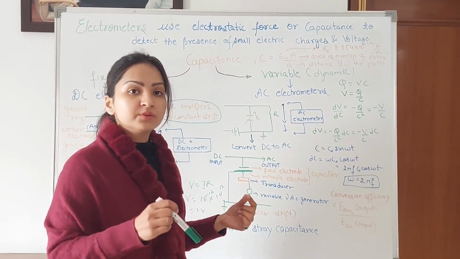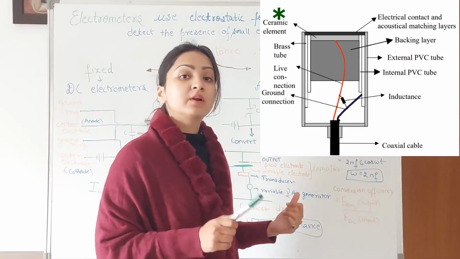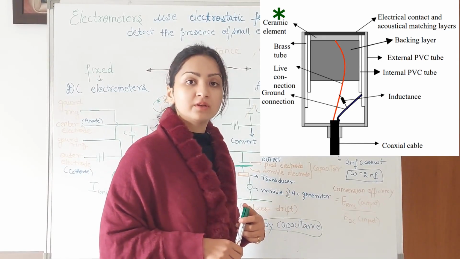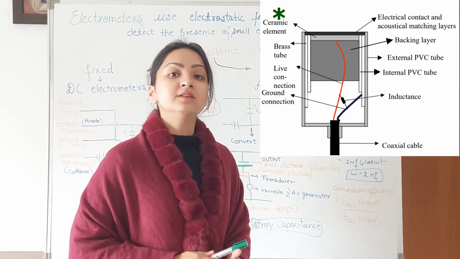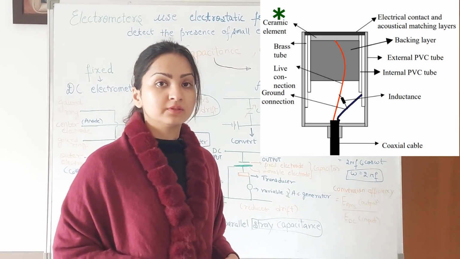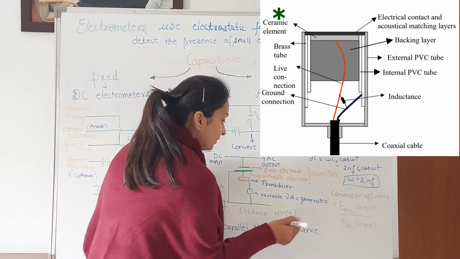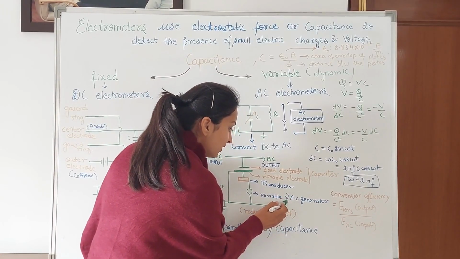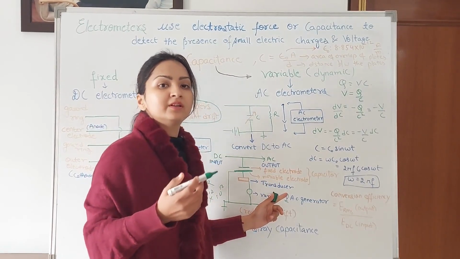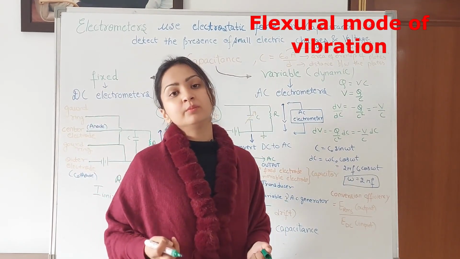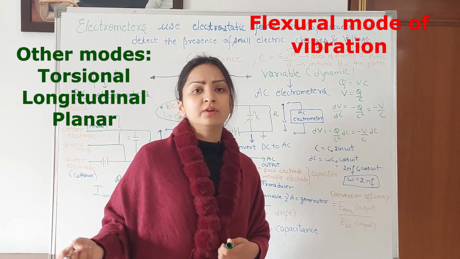So what happens is that the variable frequency AC generator will generate an AC signal of frequency which is generally taken as equal to the resonant frequency of the transducer. The frequency where the ceramic element in this transducer vibrates with its maximum or highest amplitude is the resonant frequency of the transducer. So this is chosen to be equal to this. So this new frequency of the AC generator makes the ceramic element in this transducer vibrate in its flexural mode. Now a specimen may vibrate in any of the modes that are flexural, torsional, longitudinal or planar.